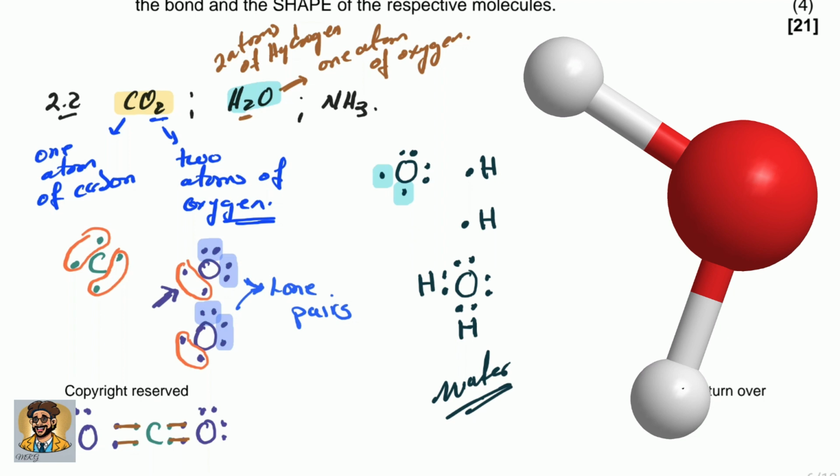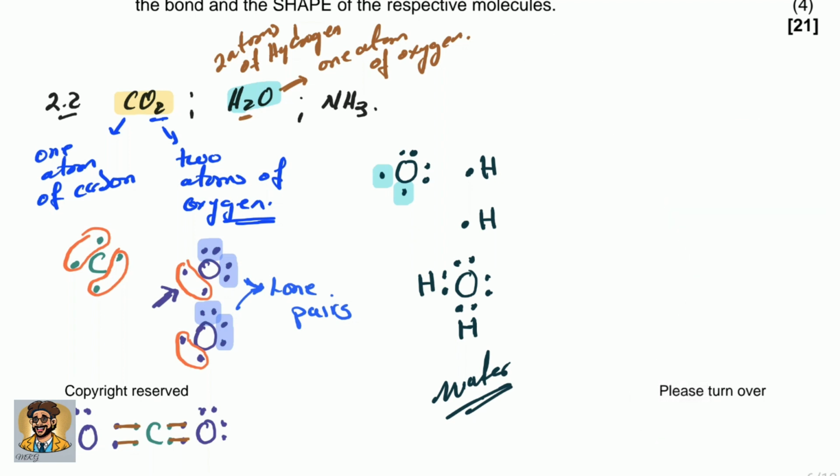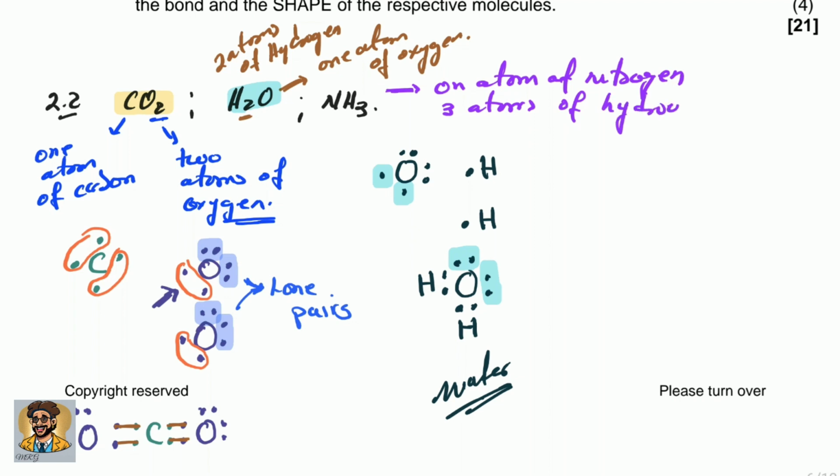Alright, you can see that water has two lone pairs, one lone pair there and another lone pair there. Then let's go to ammonia, which is the last one. For ammonia, in this case, we have one atom of nitrogen, and it has three atoms of hydrogen. All right, we have that one there.